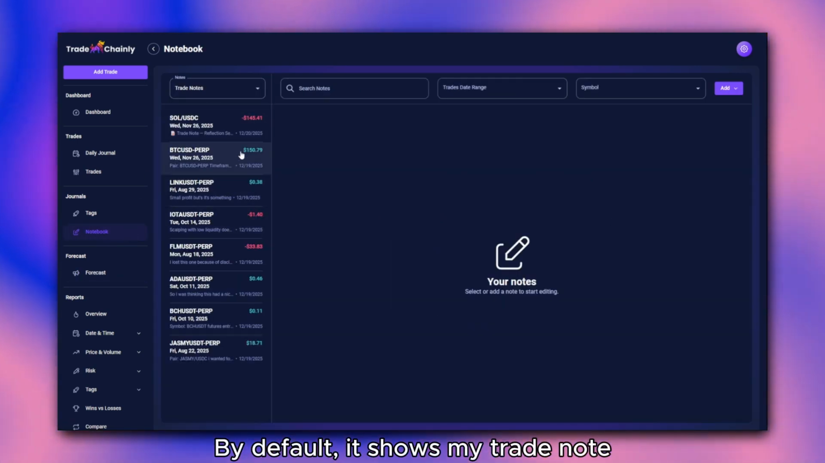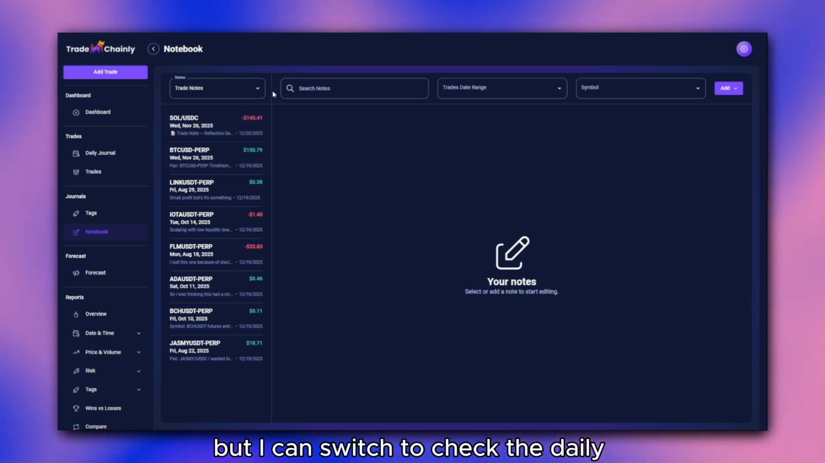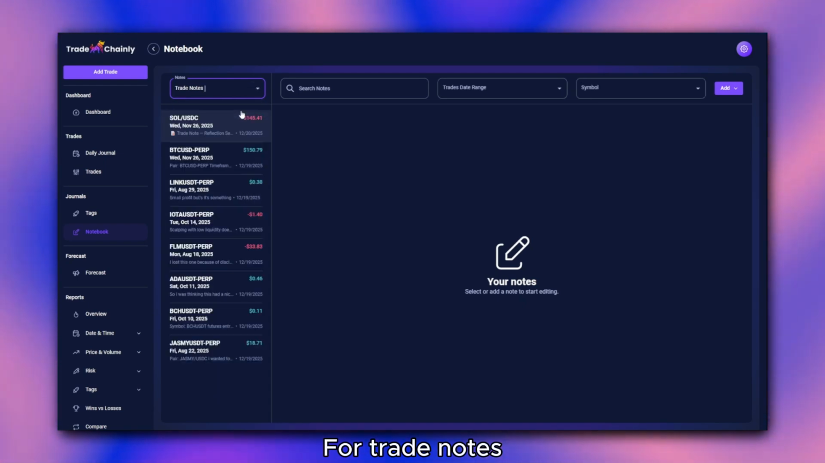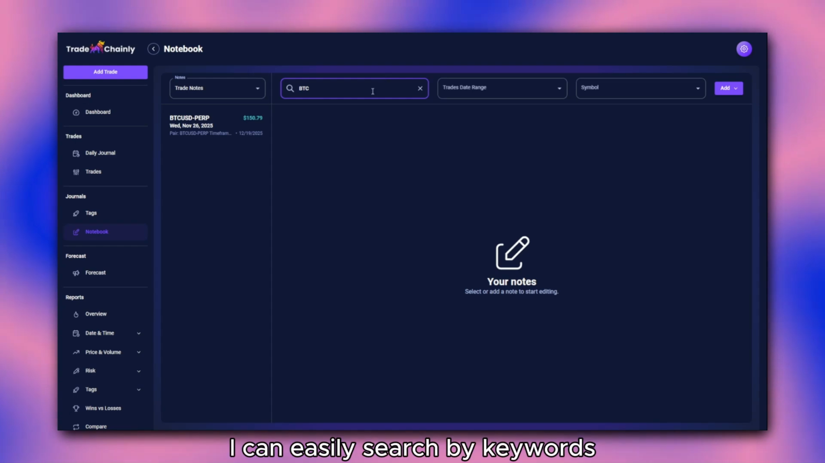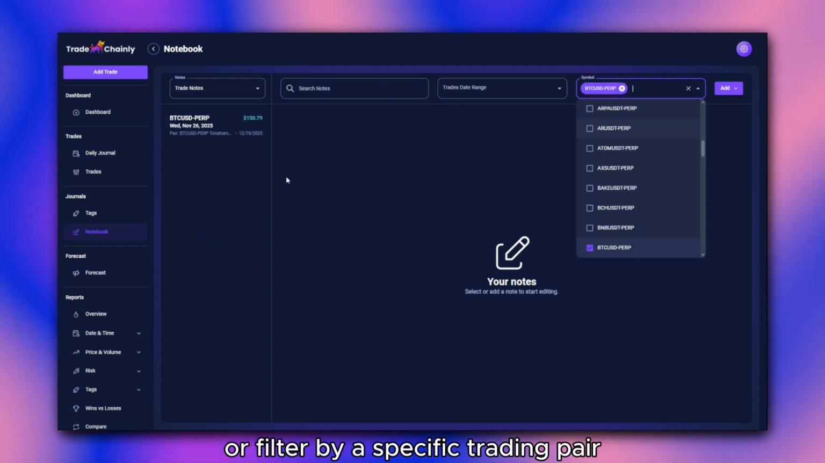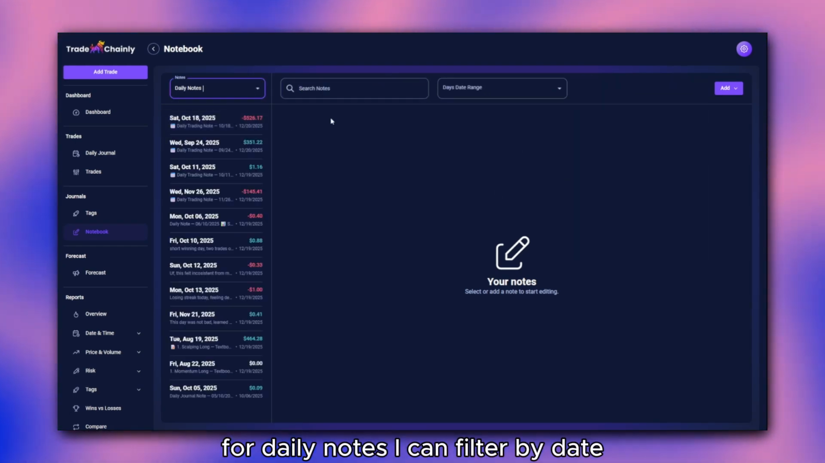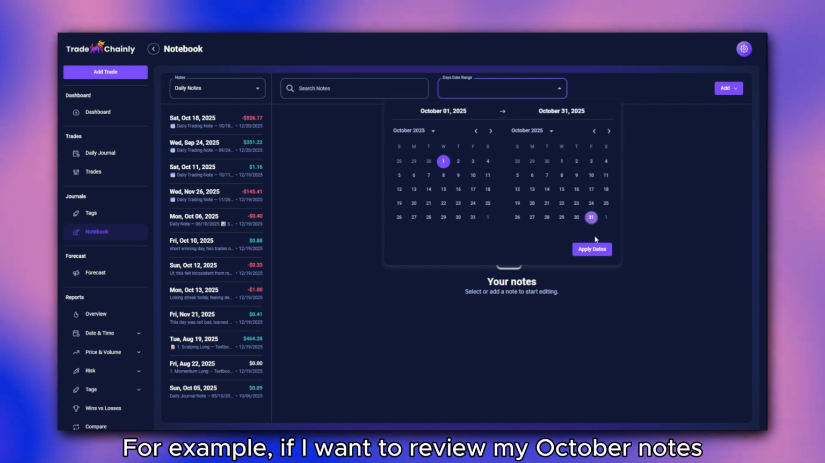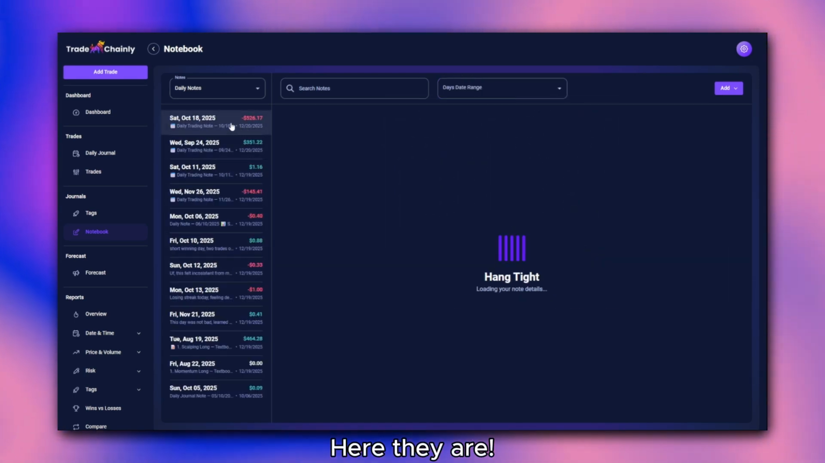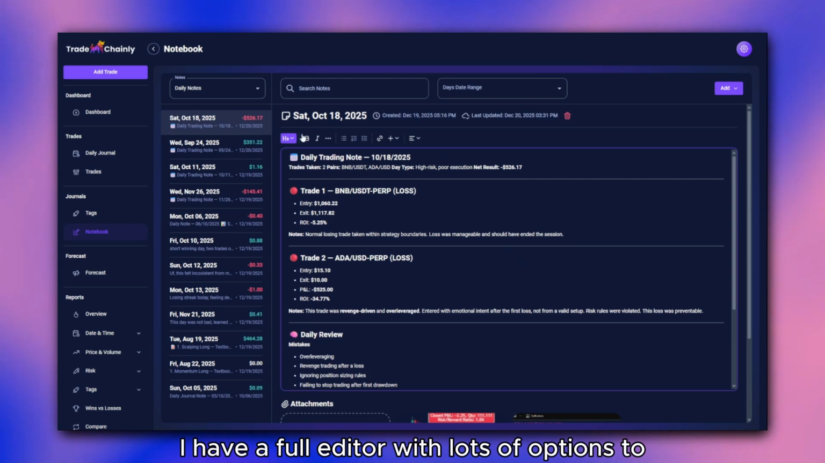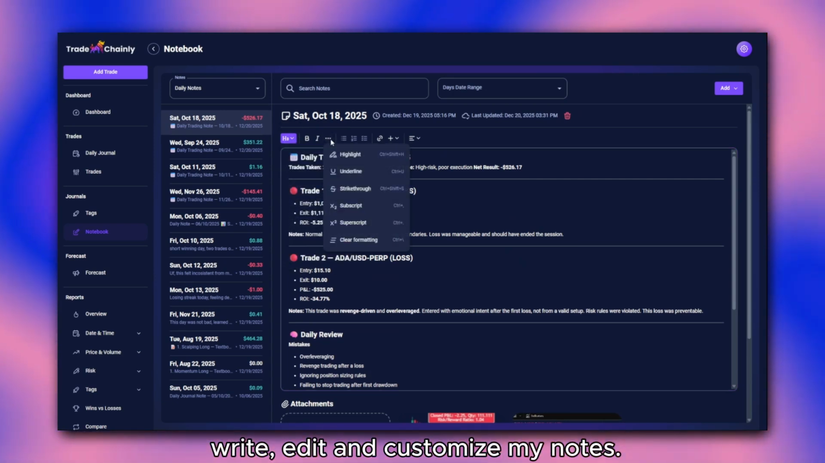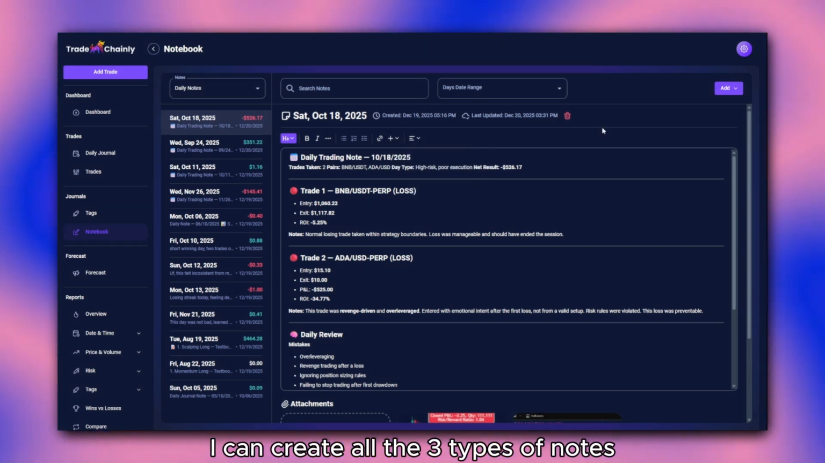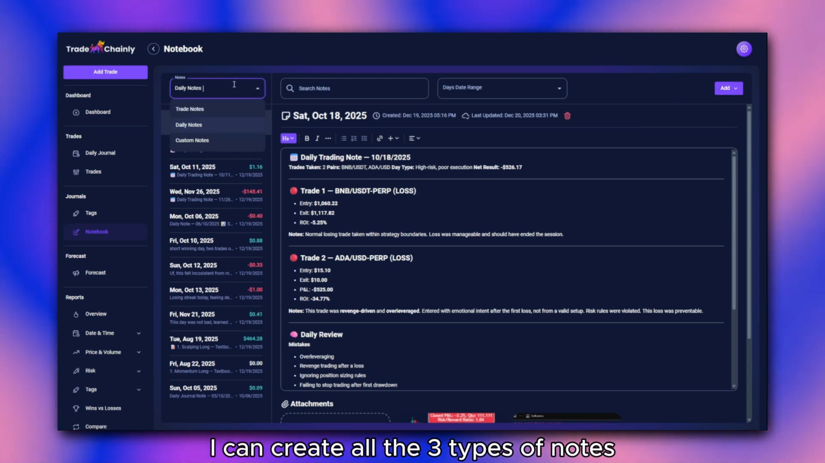By default, it shows my trade notes, but I can switch to check the daily or custom notes as well. For trade notes, I can easily search by keywords or filter by a specific trading pair. For daily notes, I can filter by date. For example, if I want to review my October notes, here they are. Inside the note, I have a full editor with lots of options to write, edit, and customize my notes. From this page, I can create all three types of notes.